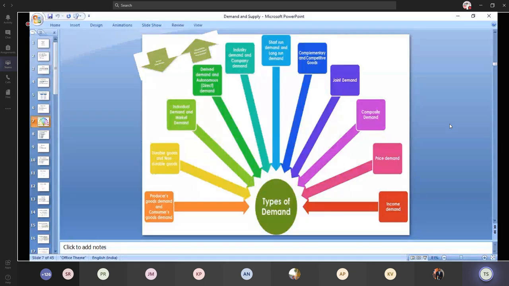So direct. Any example? Ma'am, like a computer. We directly buy a computer, and the indirect demand will be that more motherboards will be made, more RAMs will be made. It will be an indirect thing, right? Yeah, right. Okay.